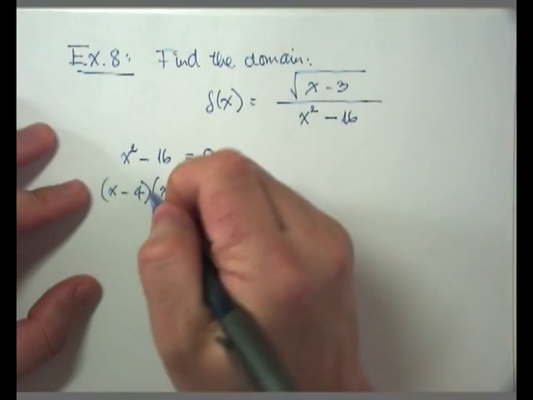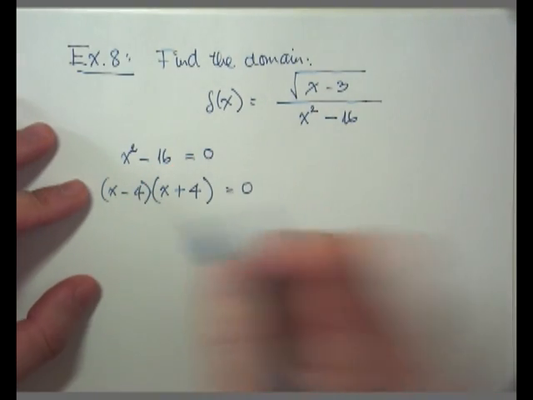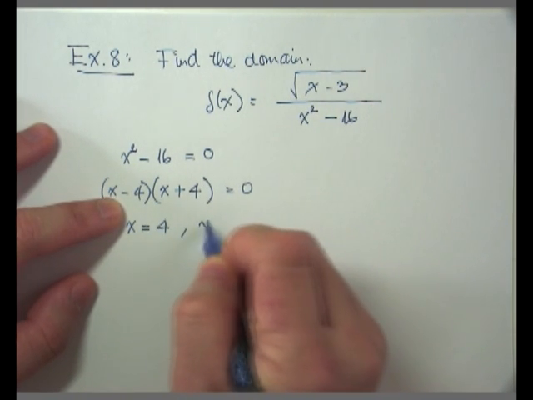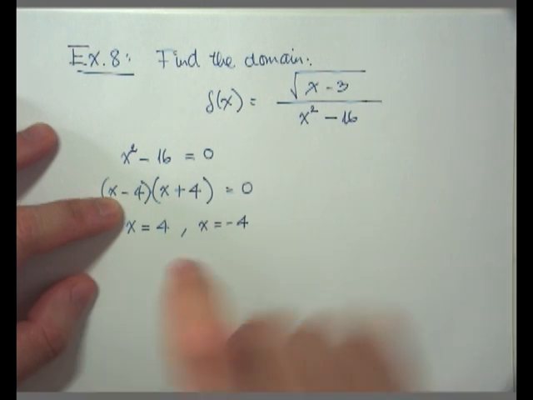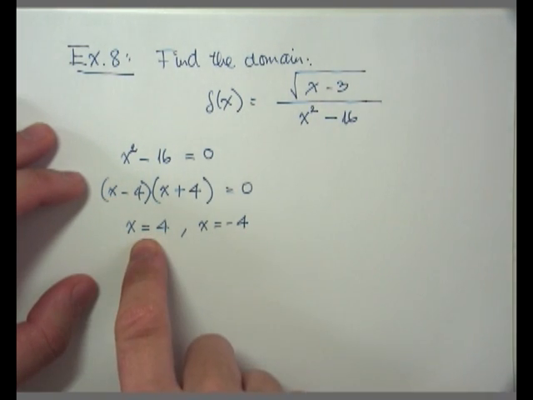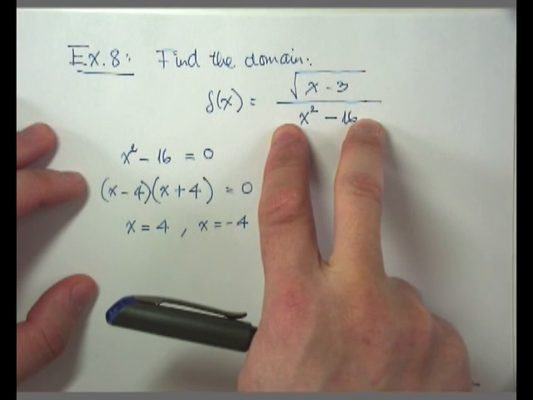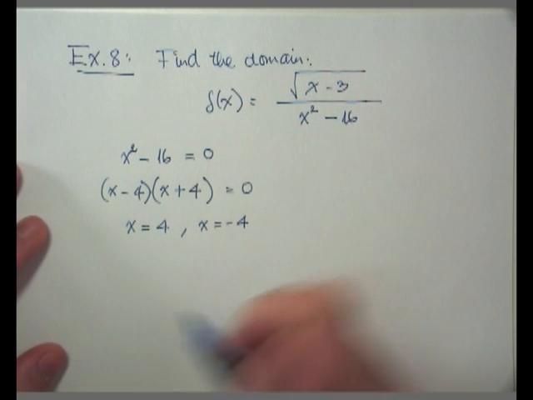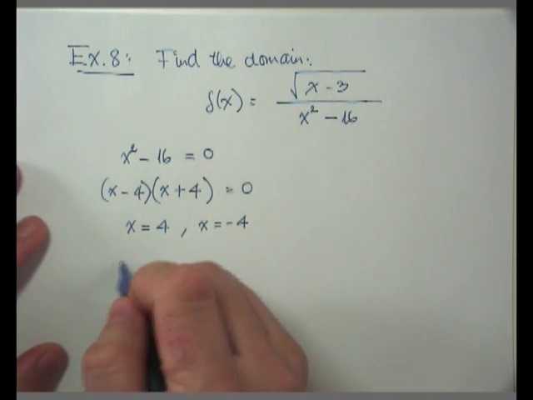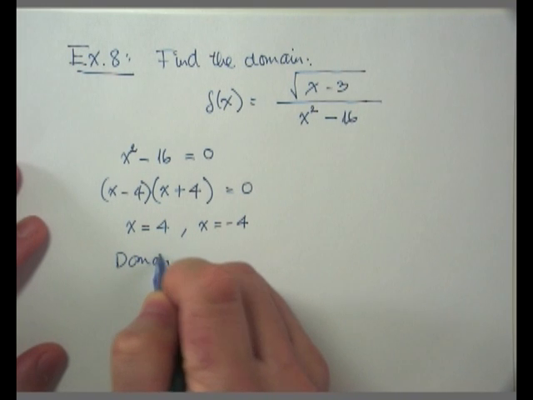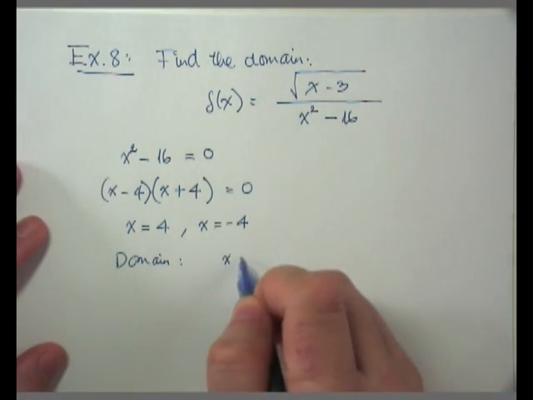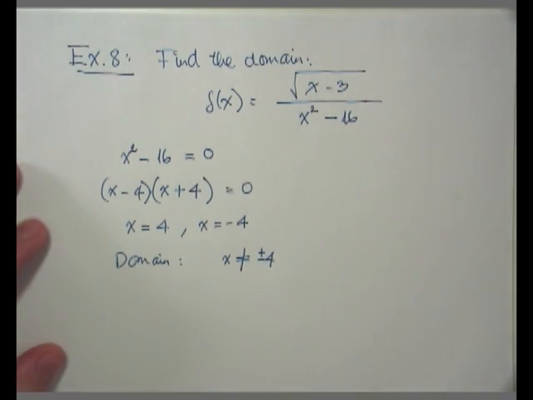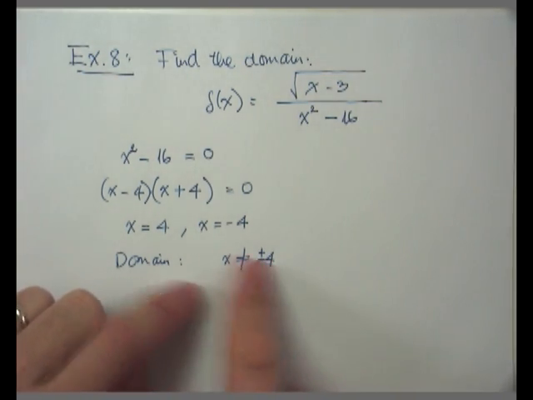Now using the zero product principle, you can solve for x by setting x equals 4 and the other x equals negative 4. These values for x will cause the denominator x squared minus 16 to be equal to 0. So these are the bad values in the function that we need to exclude. So clue number one is that the domain needs to exclude 4 and negative 4.